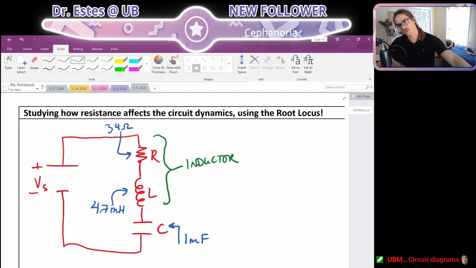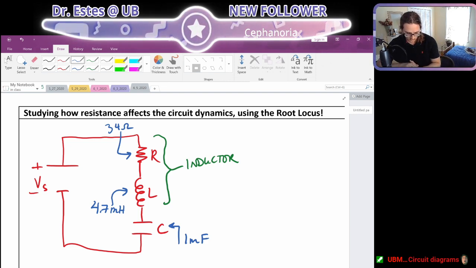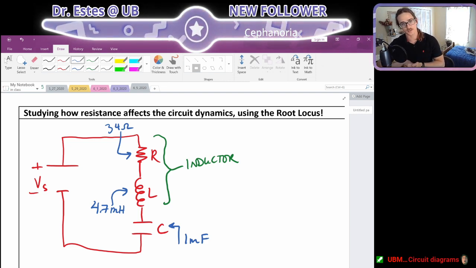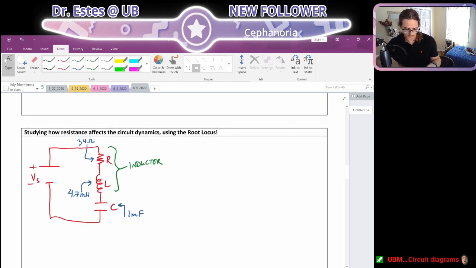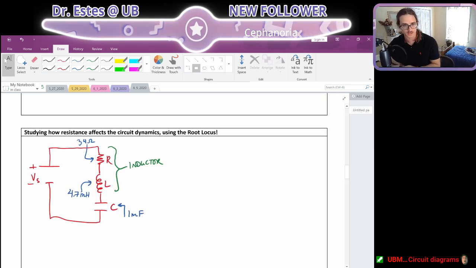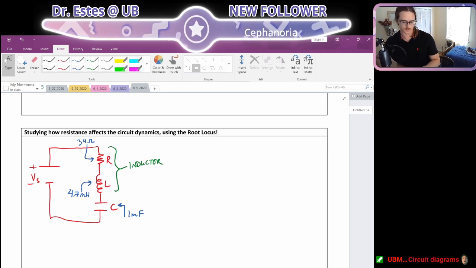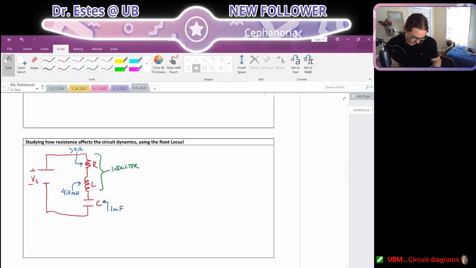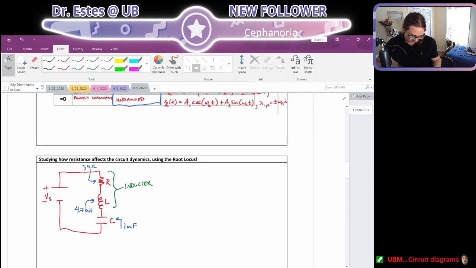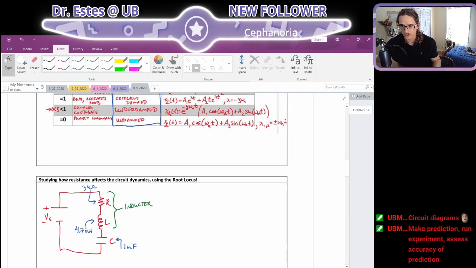So what I want to do first is, we have a theoretical model for how this circuit should behave. Before we turn this circuit on, I want to take a guess at what type of system it is, so that we know what to expect. I haven't run this circuit yet myself, so you're going to be just as surprised as I am at how it actually works. Okay. Well, how about make prediction, run experiment, assess accuracy of prediction? That's the perfect summary of what we're going to do.